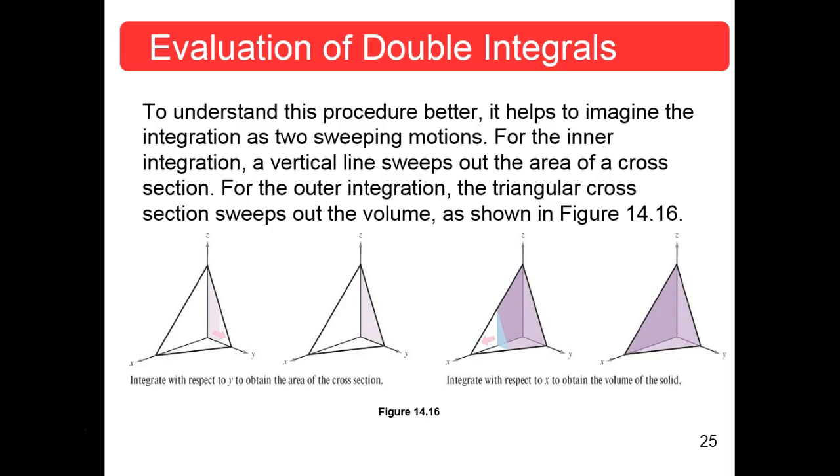To understand this new procedure, well, actually, now that I think about it, they did. We'd already gotten that answer. I've already erased it now. To understand this procedure better, it helps to imagine the integration as two sweeping motions. For the inner integration, the vertical line sweeps out the area of cross-section. So first you're integrating from this base out here. So you're integrating the cross-sectional area, and then you take the next integration and integrate that all the way down the other axis, and that gives you your full volume.